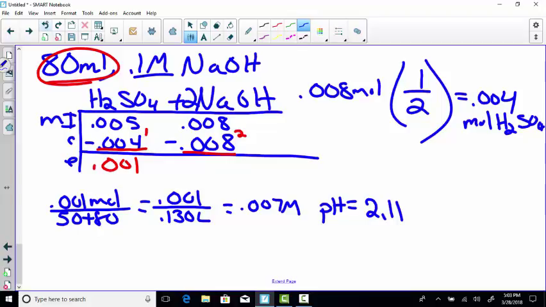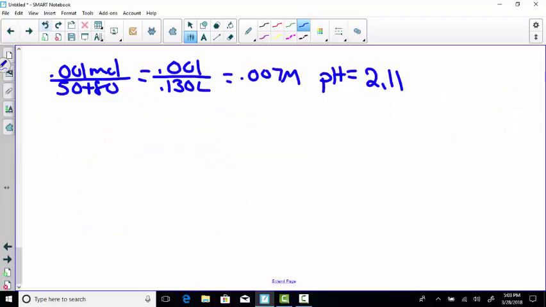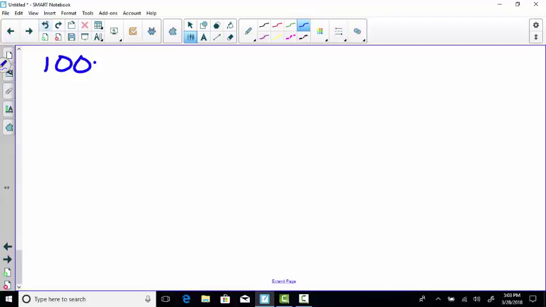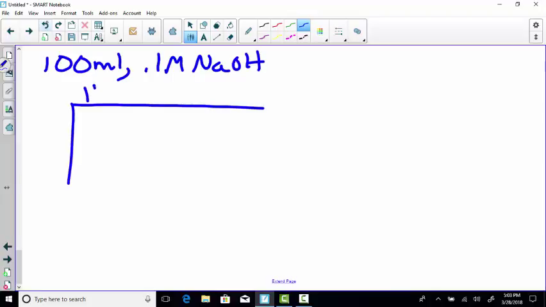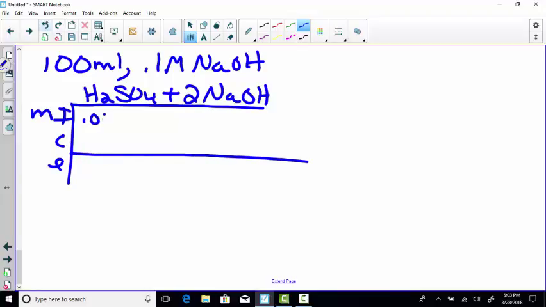Okay? So, next one. Go to 100. So 100 milliliters, 0.1 molar, NaOH. So, ICE chart. H2SO4 plus 2 NaOH. I am sure you guys are no longer drawing ICE charts, but you need to be. 0.005. 100 milliliters in a 0.1 molar solution comes out to be 0.01 moles. So 0.01 moles.